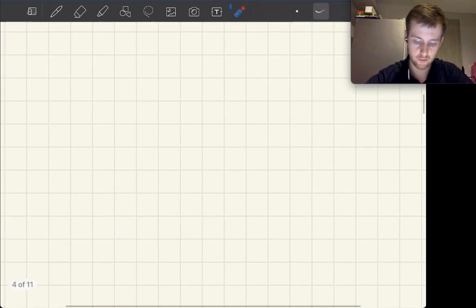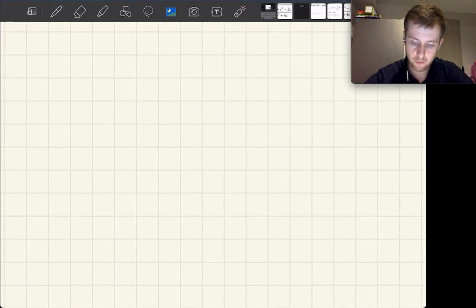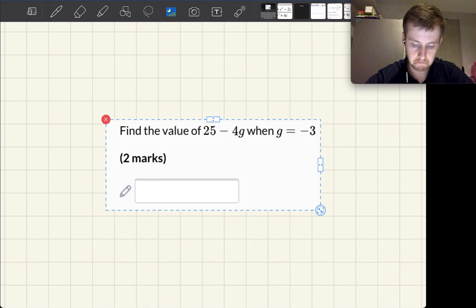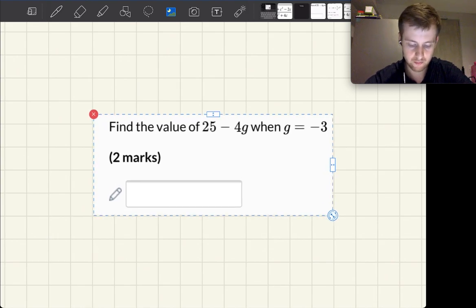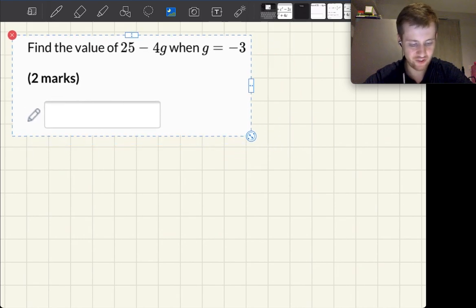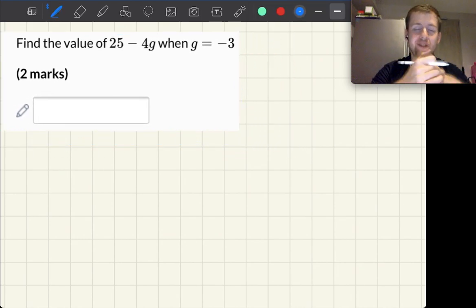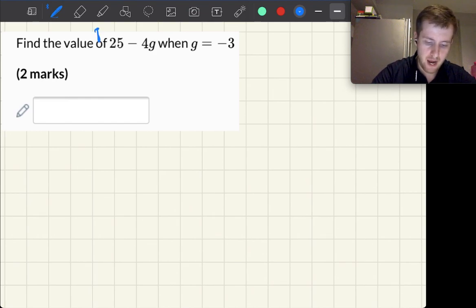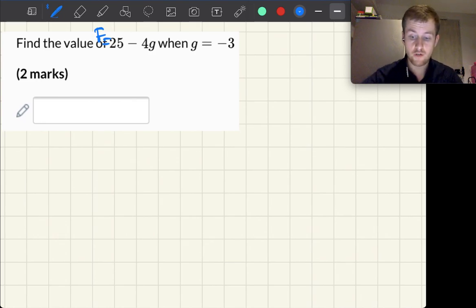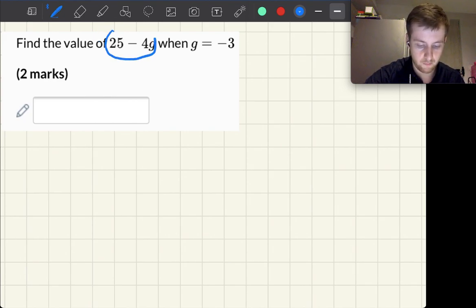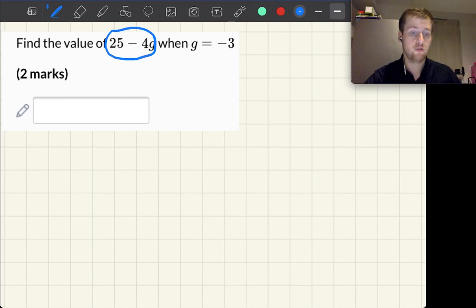Let me find something interesting for you. I prepared some more questions. That's not very interesting, but okay, just for the sake of it. So let's do one more question on this topic. This one, you see, normally it would say something like find the value of f when g equals -3, right? But here we don't have another letter. We have only g, and we need to find the value of the expression. So don't get confused by that. You just have to find the value of this whole thing. There's no letter for it, but you just find the value of it.